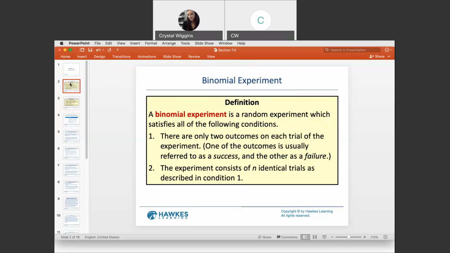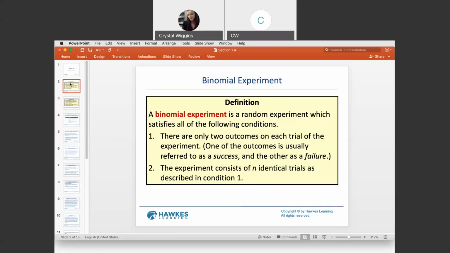The binomial experiment is a random experiment which satisfies all of the following conditions. There are only two outcomes on each trial of the experiment. One of the outcomes is usually referred to as a success and the other as a failure. Now, careful with those words. Just because we're calling something a success does not necessarily mean that it's a good thing. It just means that whatever we're focused on in a particular probability experiment, that happens.